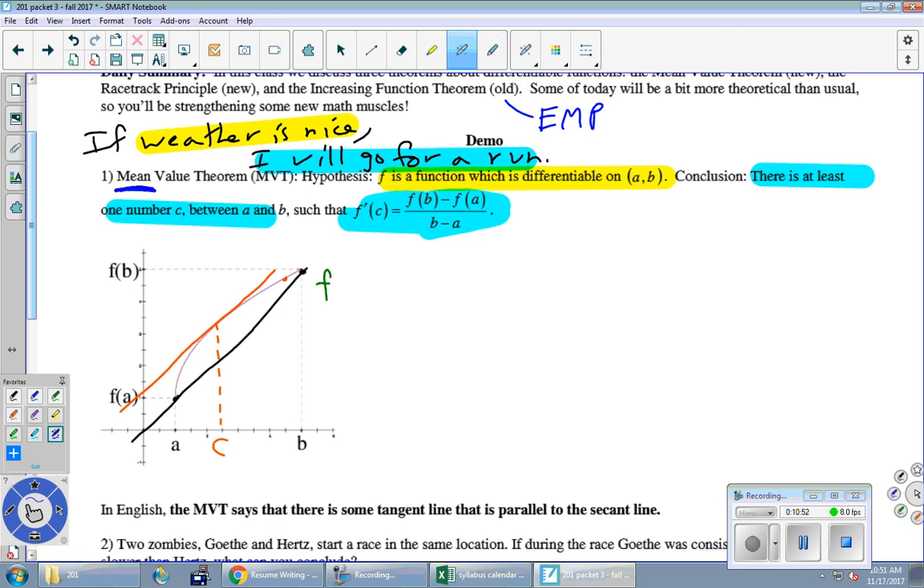It's so named not because it's angry or anything like that. Mean in this case means average, right? The average rate of change is the slope of the secant line. That is a defined phrase in math, the average rate of change. So the mean value theorem, the average value theorem.